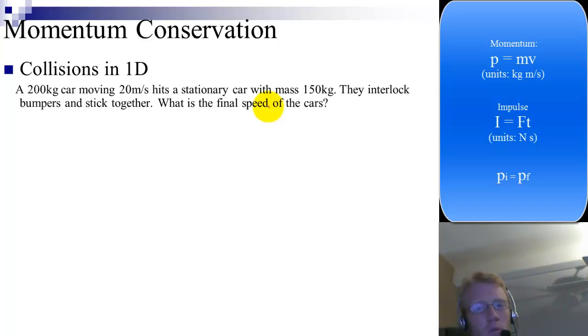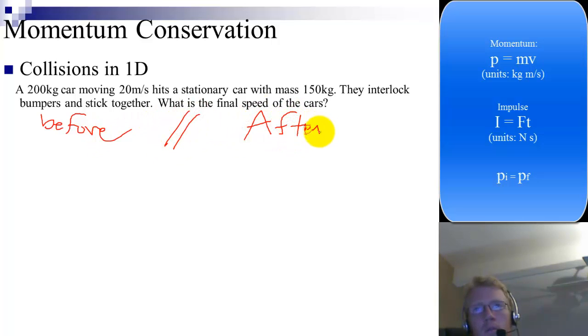So the final speed will be zero. But just before the collision, the car is moving 20 meters per second. Just after the collision, before friction has had a chance to slow them down, how fast will they be going? So what you should do is draw before and after. I like to just go like this. This is my notation that I'm used to and comfortable with.